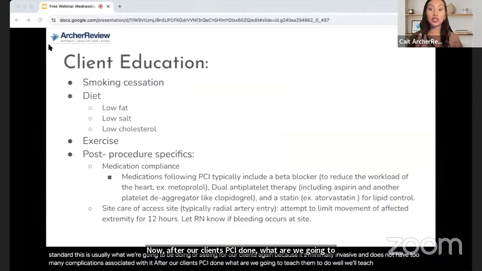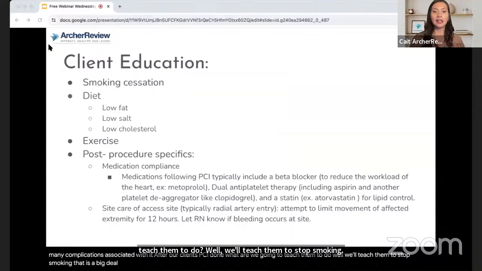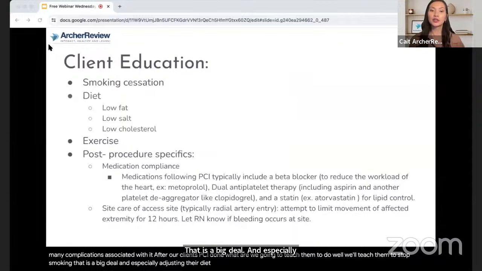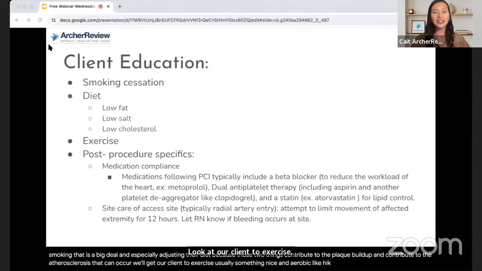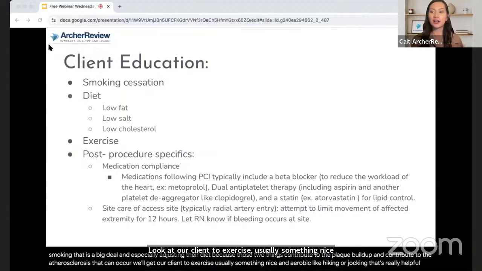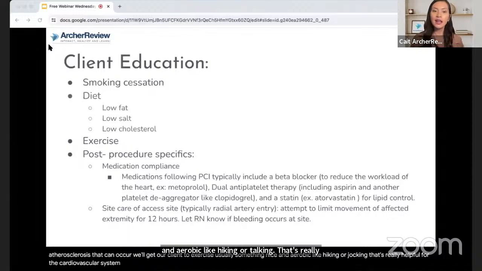Well, we'll teach them to stop smoking. That is a big deal. And especially adjusting their diet, because those two things contribute to the plaque buildup and contribute to the atherosclerosis that can occur. We'll get our client to exercise, usually something nice and aerobic like hiking or jogging. That's really helpful for the cardiovascular system.